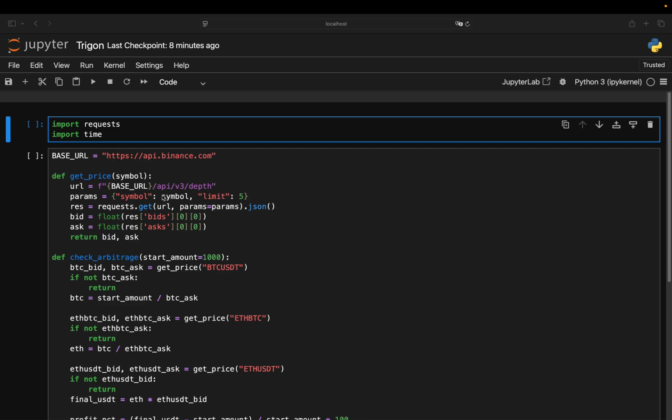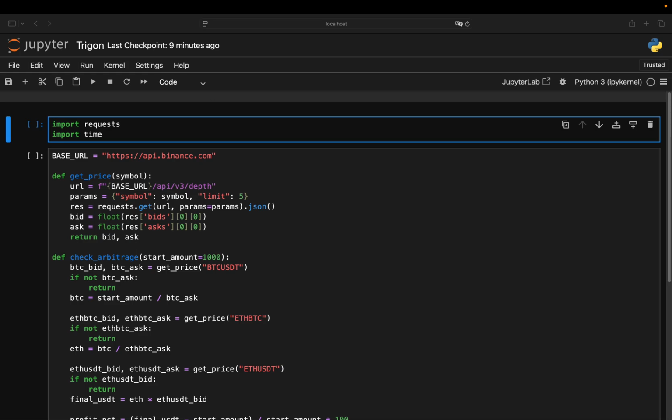We send the request using requests.get and immediately parse the JSON response into a Python dictionary containing lists of bid and ask entries. From the response, we extract the best bid and ask prices, meaning just the first element of the bids and asks lists, and store that in bid and ask. Then, as they're coming as strings, we convert them to floats to get numerical values and return both values as a tuple, best bid and best ask, for the specified symbol.